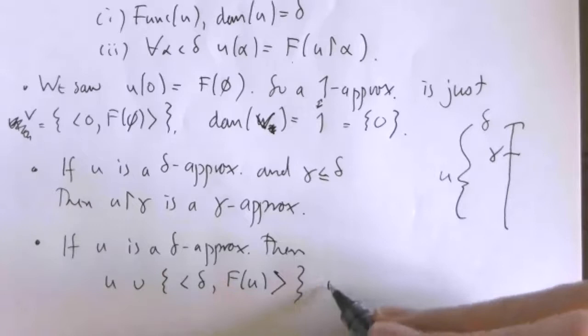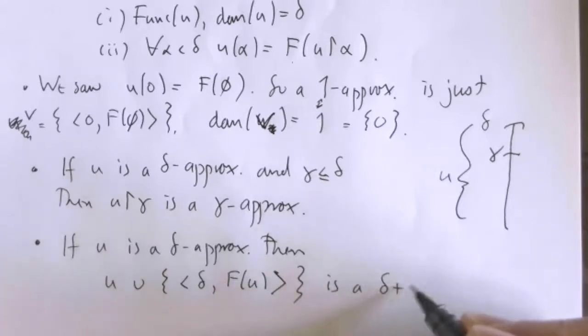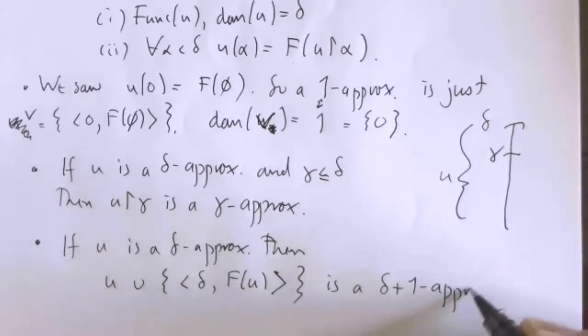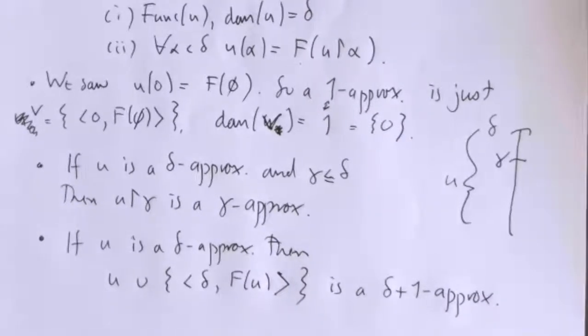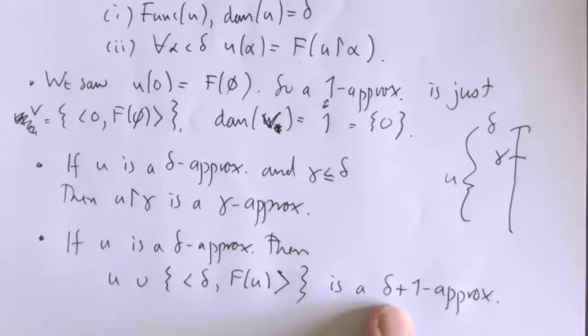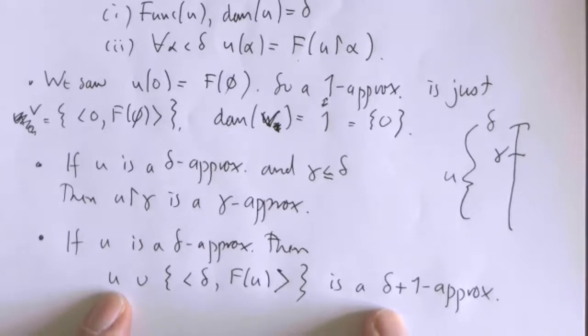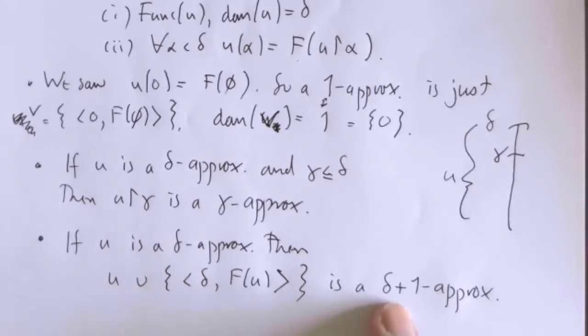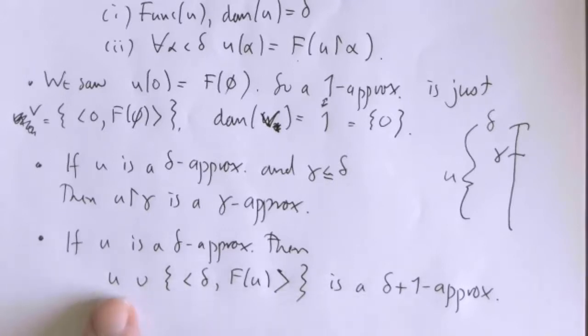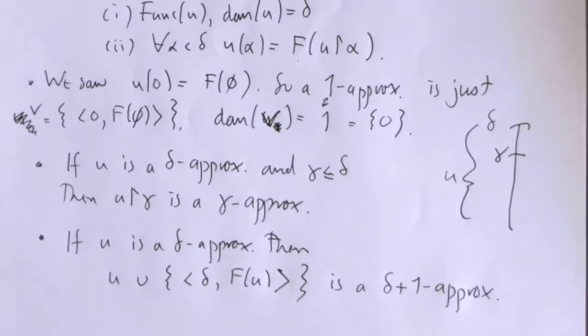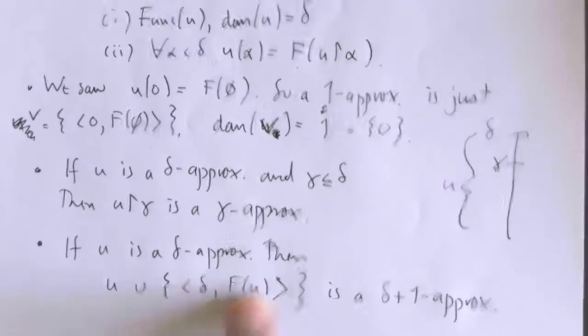So then this here is a delta plus 1 approximation. Indeed, it's the only delta plus 1 approximation extending U. And we'll argue later that it's the only delta plus 1 approximation, full stop. So any approximation can be extended one more step by just following the rule one more step.